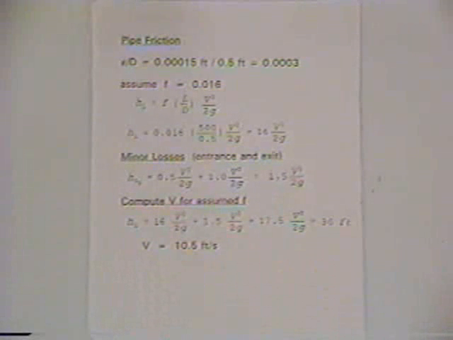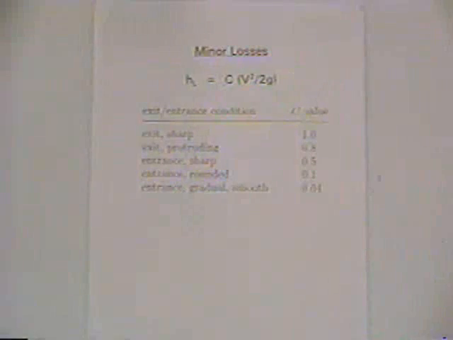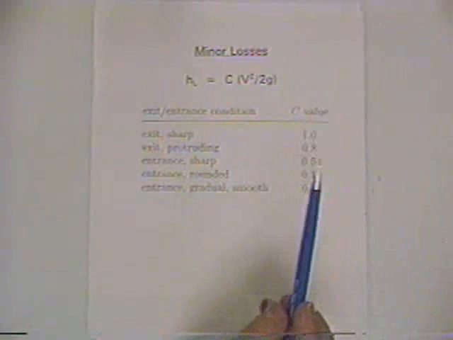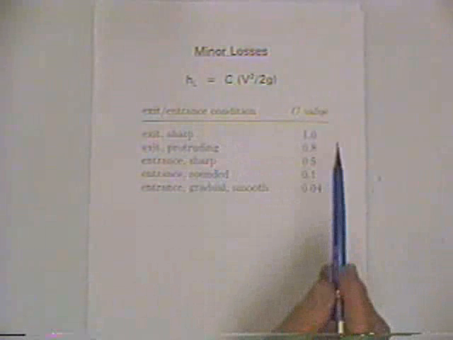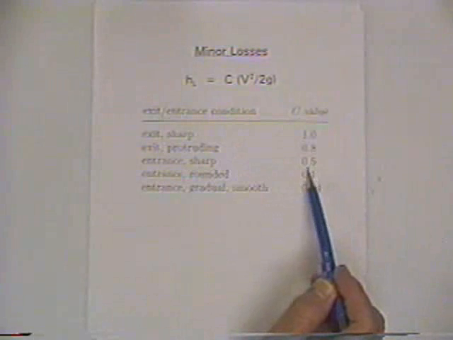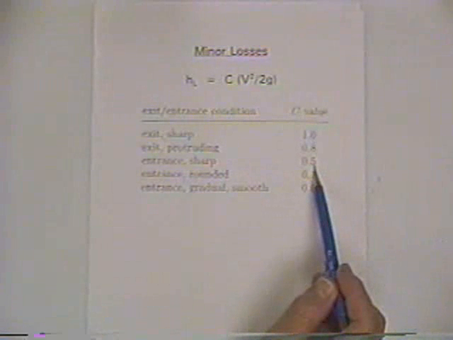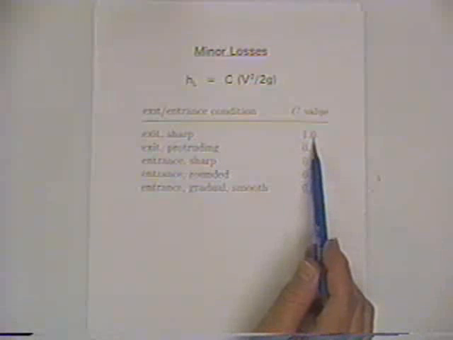But we also have entrance and exit losses, and so we go back to a table, Xerox from the manual, and in this problem we have a sharp entrance and exit. And so we're going to use a 0.5, and that's a pretty standard number for a sharp-edged entrance, and a 1.0 for the exit. Basically, what this is saying, when you exit, whatever velocity you've got in the pipe, you're losing all of it as it dissipates into the static pool of water in the reservoir.